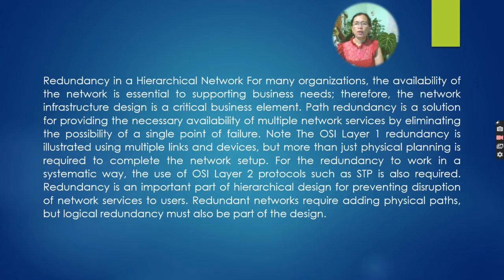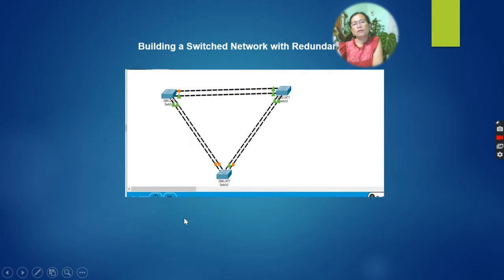Note the OSI layer 1 redundancy is illustrated using multiple links and devices, but more than just physical planning is required to complete the network setup. For the redundancy to work in a systematic way, the use of OSI layer 2 protocols such as STP is also required. Redundancy is an important part of hierarchical design for preventing disruption of network services to users. Redundant networks require adding physical paths, but logical redundancy must also be part of the design.